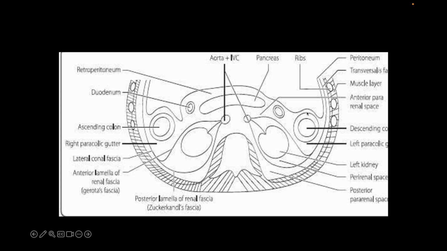Again, this is a good picture of those fascias of the posterior retroperitoneum. So your colon ascending and descending here with your paracolic gutters. You've got your anterior renal fascia, your posterior renal fascia, so Gerota's and Zuckerkandl's, and then you've got your lateral conal fascia here. And then your perirenal space is this area around the kidneys, contained within that fascia. So perinephric fat stranding, this is the sort of area that gets your fat stranding when people have things like infections.